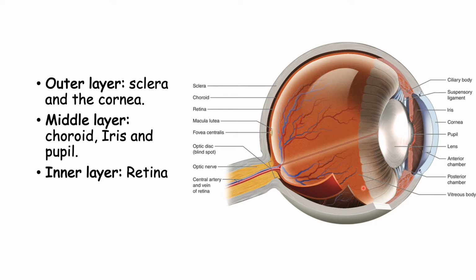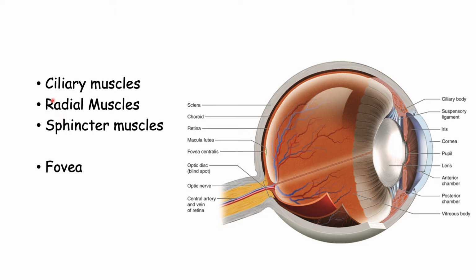And an innermost layer, which is the retina, which you can see here. The purpose of the retina is to transform all the light into nervous signals, which can then be taken to the brain via the optic nerve.